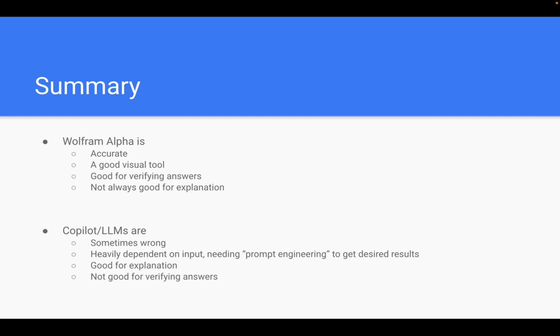So in summary, Wolfram Alpha is great because it is a good visual tool, it provides accurate solutions, and it's good for verifying answers. However, it is not always good for explanations. Copilot and other large language models are sometimes wrong, especially when it comes to calculations. They are also heavily dependent on input, and they need prompt engineering to get desired results. They are good for explanation, but they're not good for verifying answers.